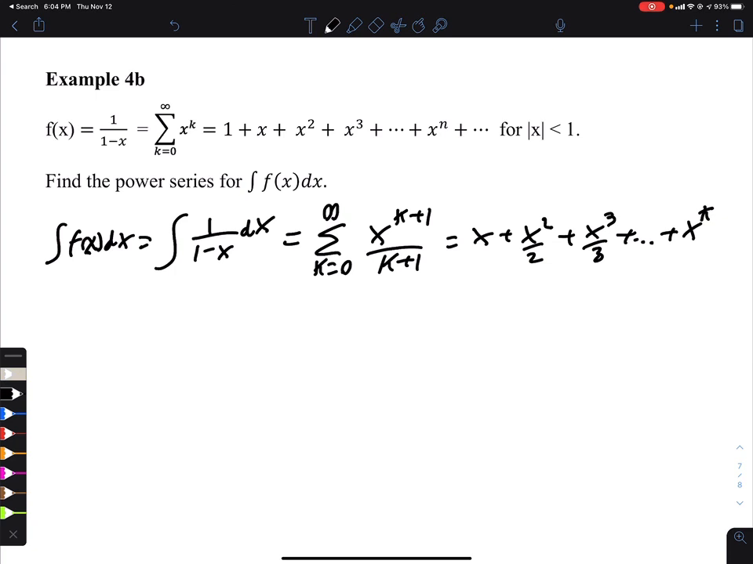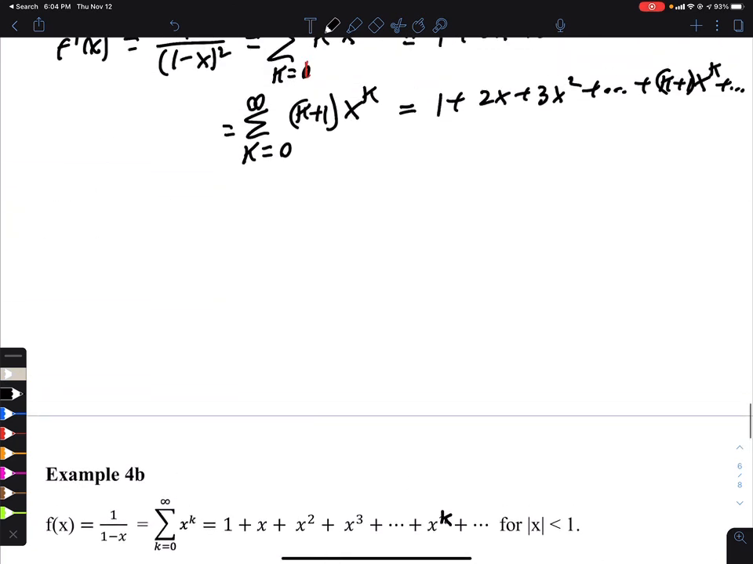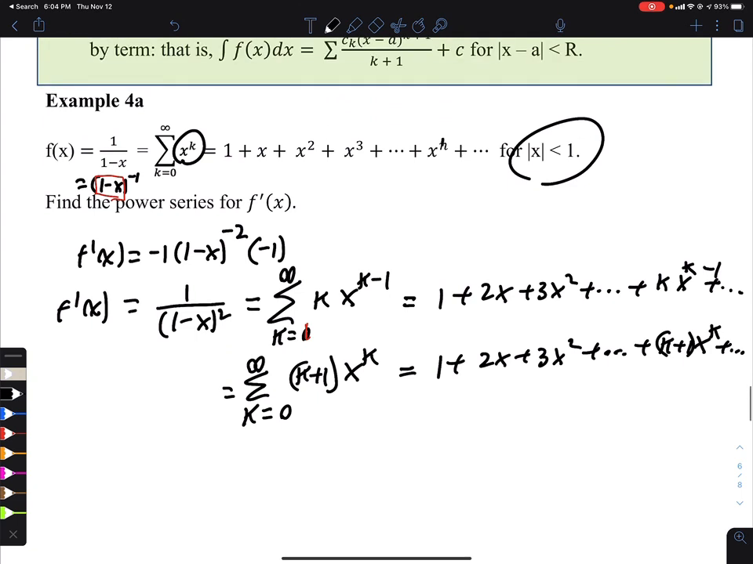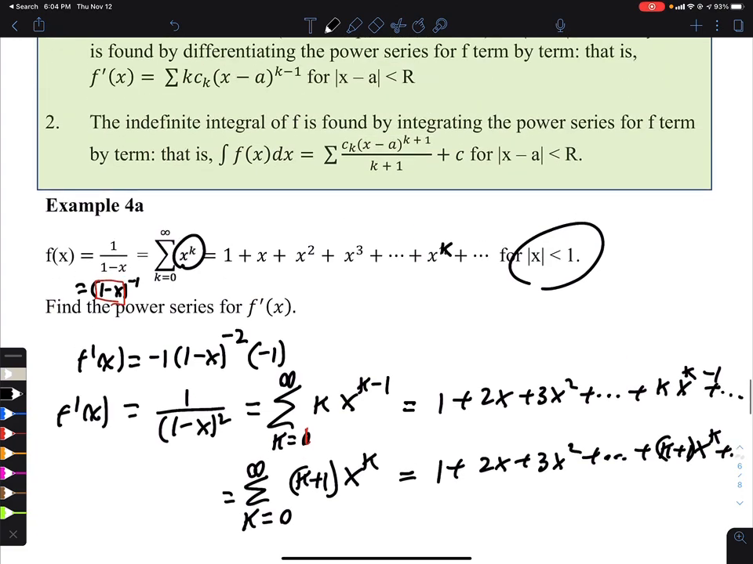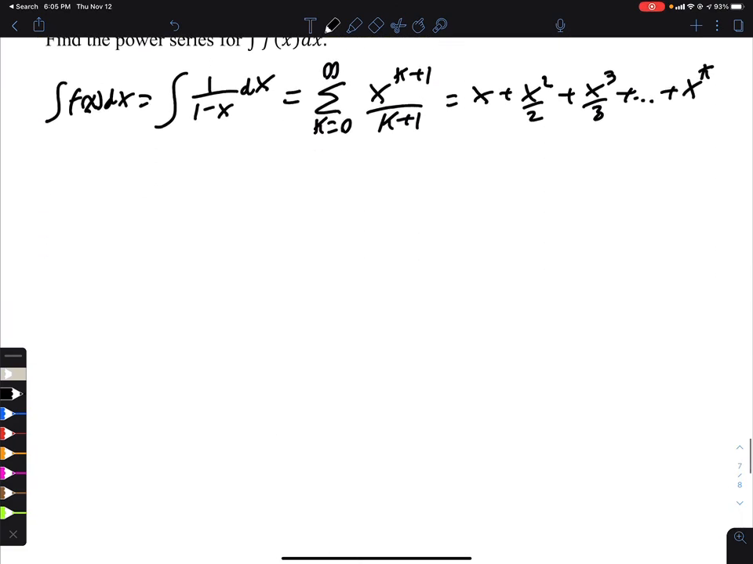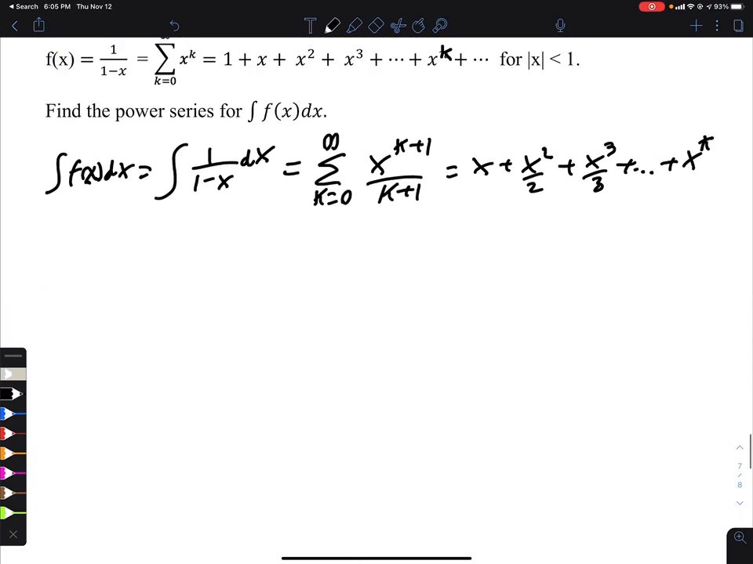Oh, that's supposed to be a k. Those are supposed to be k's. No, it's an n. No, it's k. It's k. Sorry guys. My brain's not working well today. So we're integrating, so it's x to the k plus 1 over k plus 1 plus dot dot dot.